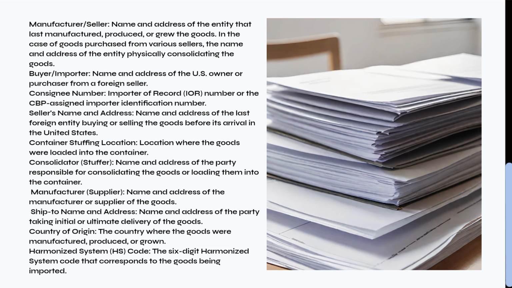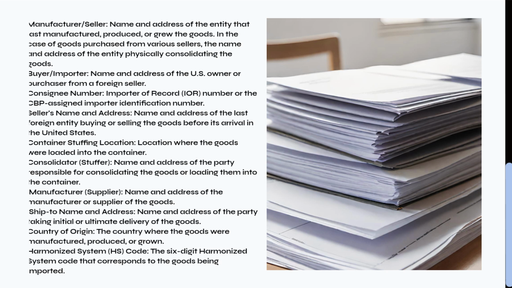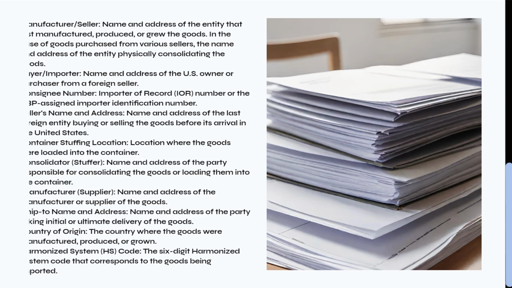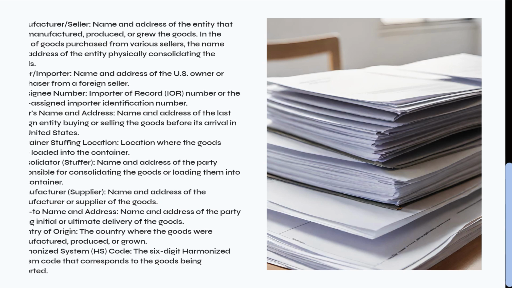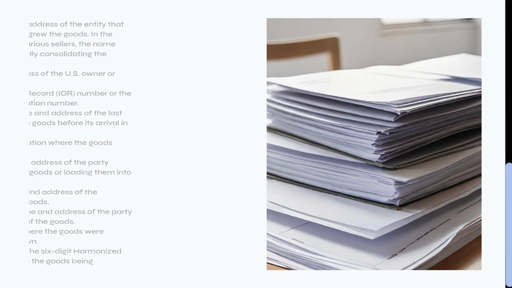Manufacturer, supplier, name and address of the manufacturer or supplier of the goods. Ship to name and address, name and address of the party taking initial or ultimate delivery of the goods. Country of origin, the country where the goods were manufactured, produced, or grown. Harmonized system, HS, code, the 6-digit harmonized system code that corresponds to the goods being imported.